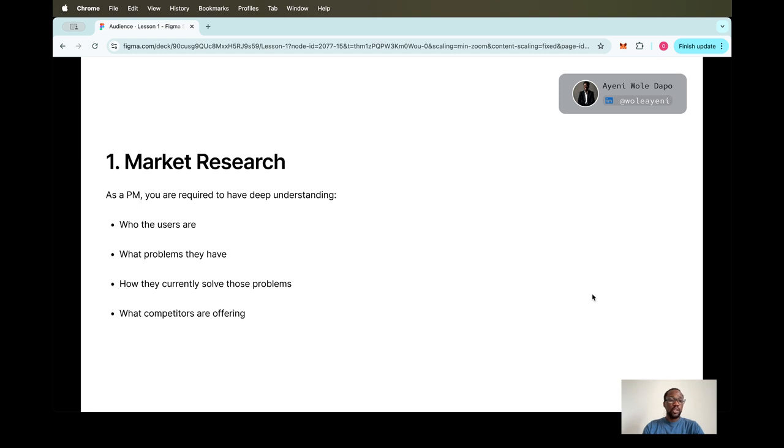As a product manager, you are required to have a deep understanding of your customer, what problem they have, how they currently solve this problem in the market, and who your competitors are. You cannot afford to build a product based on assumption.